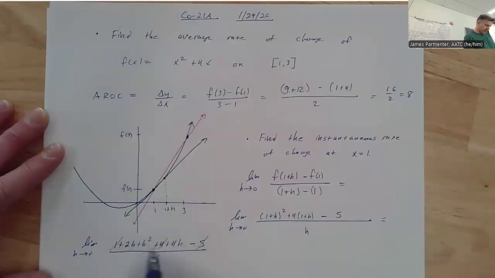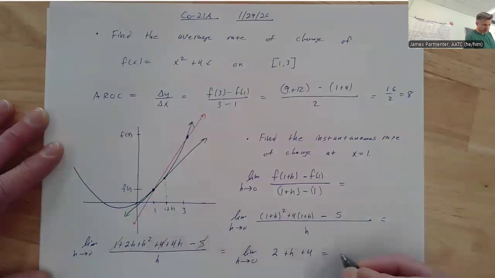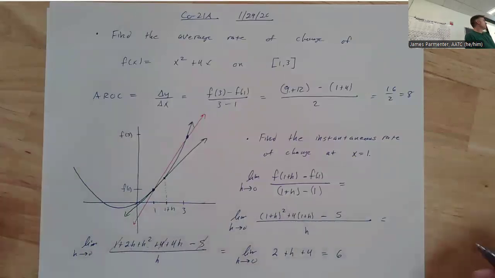Everything left has an h in it, so we divide each thing by h, and we get the limit as h goes to 0 of 2h divided by h is 2, h squared divided by h is h, and 4h divided by h is 4, and then let h go to 0, so you get 2 plus 0 plus 4, which is 6. So that's your instantaneous rate of change, or the slope of your tangent line at 1.